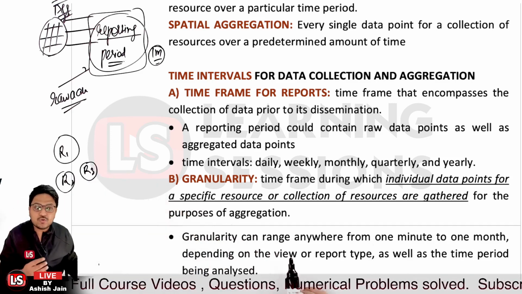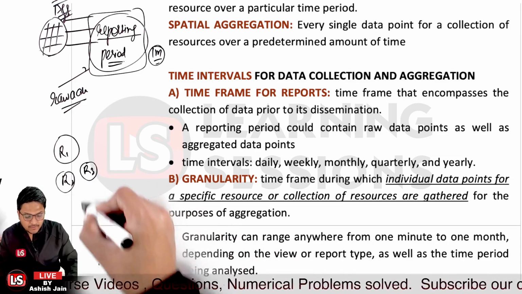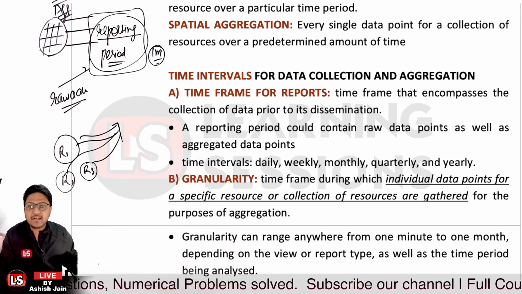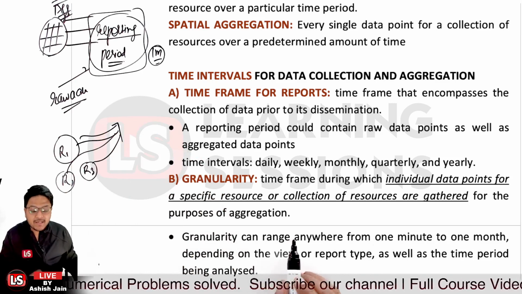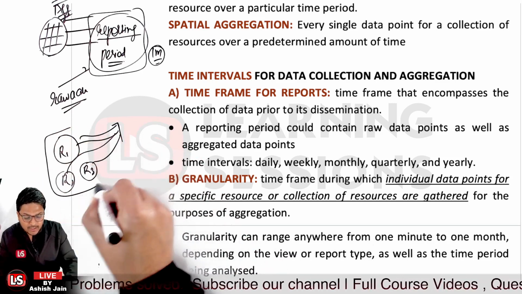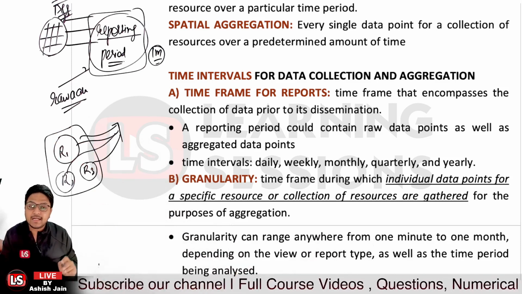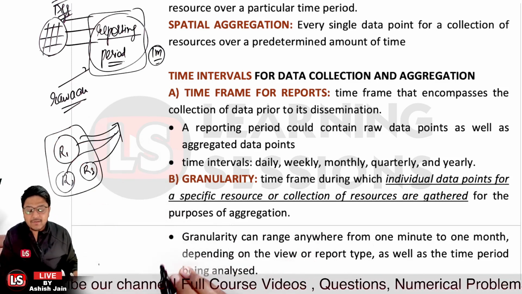These are the different resources, and for different purposes we are going to get the data for different time frames. That is said to be the granularity. For this particular time frame, we are going to get the data from a single resource or from multiple resources, and we are going to get the data points from the same. And granularity can range from anywhere.